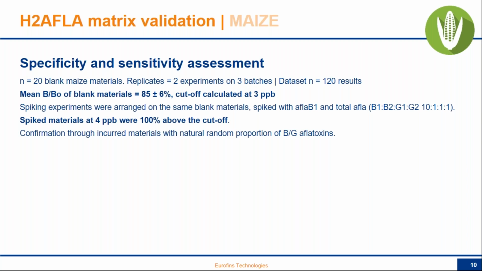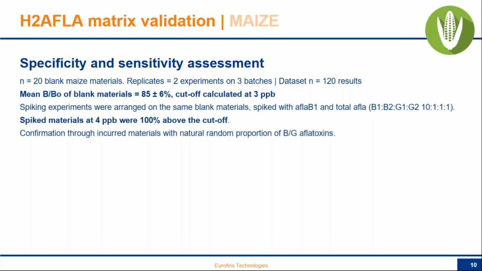curve starts with 2.5. So this means that to handle the risk of false positive results, we need to consider that blank materials, depending on their origin, protein content, and so on, could have a little matrix effect up to 3 ppb. We then investigated the assay sensitivity by spiking the same blank materials with aflatoxin B1 first, and then with a mixture of aflatoxins with keeping the B1 predominance.